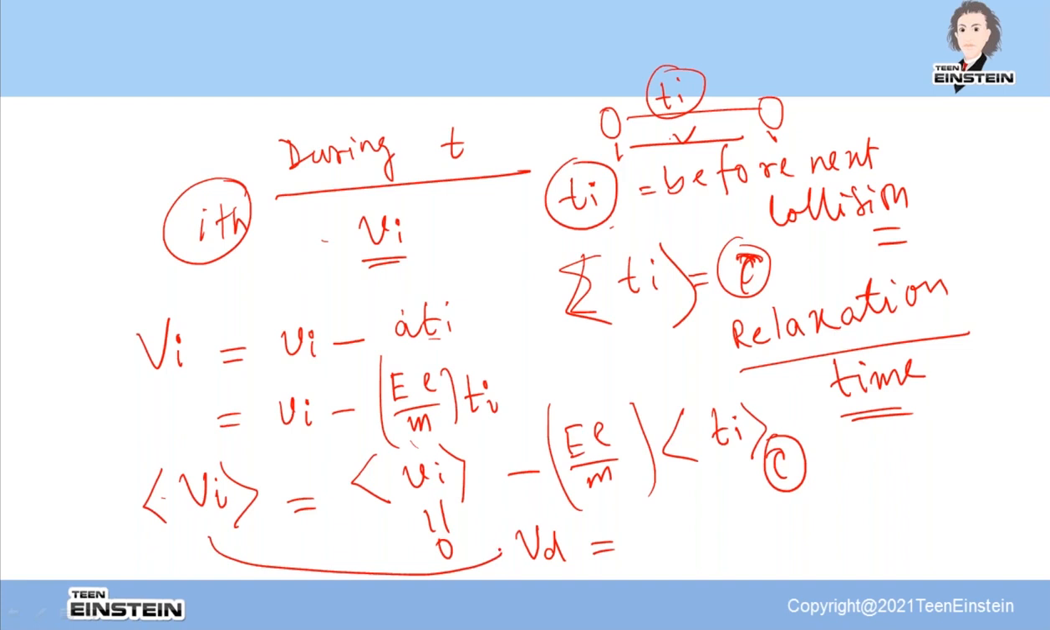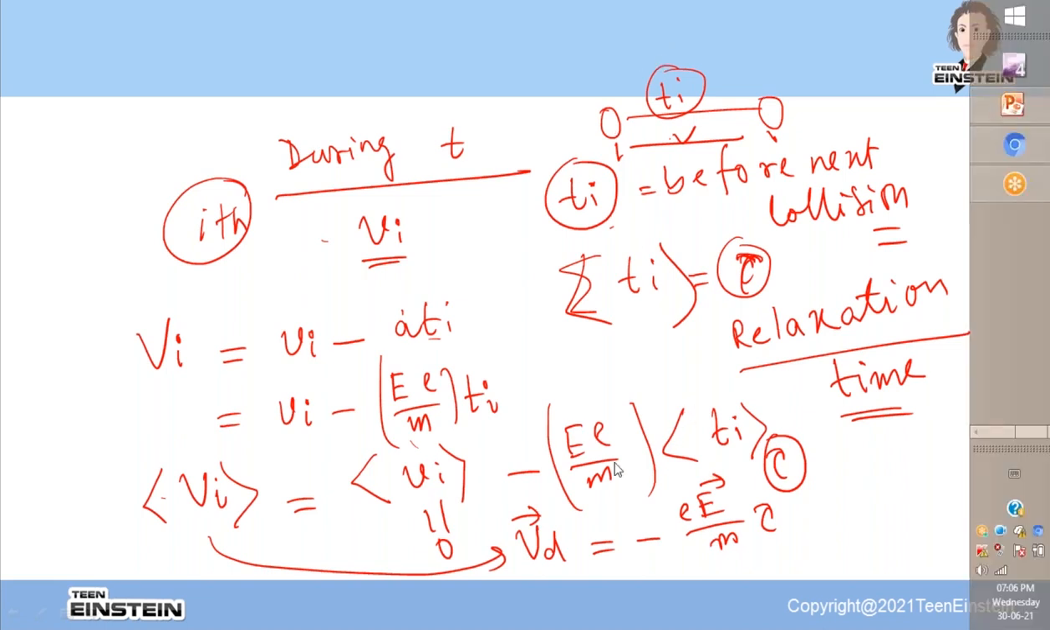And this is actually eE by m, times the average, which is tau. So this is the drift velocity. What does this mean if I write in terms of vector? The velocity of the electron will be opposite to the direction of the electric field. Have you understood this part? If you understand this part, all other portions will be very easy.